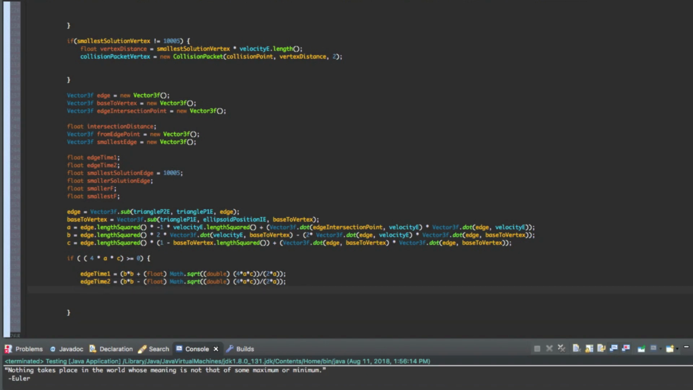Alright, so now that we have our edge times, if the edge time 1 is less than or equal to edge time 2, we're essentially just comparing them to see which is the smaller, because we only want the first collision, as there will be a collision with the front of the line and the back of the line once again. So if that edge time 1 is less than edge time 2, we'll say that the smaller of the two solutions, smaller solution edge, is the edge time 1, else we'll say the smaller solution edge is edge time 2.